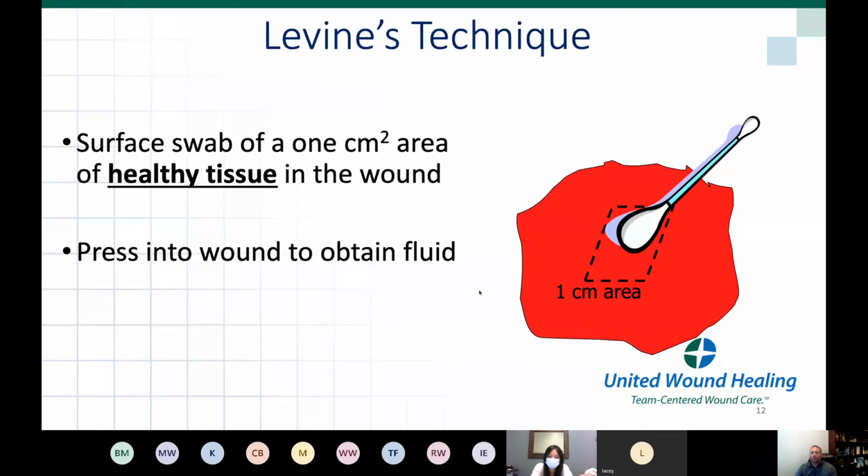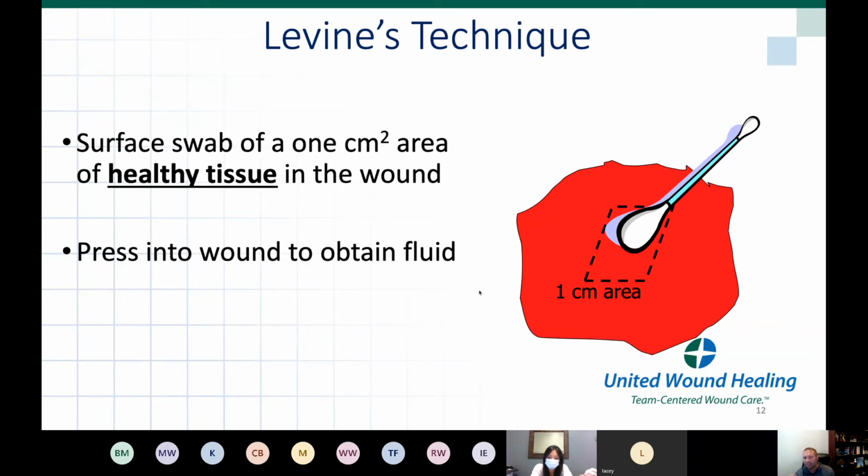So what happens when you're being asked as the nurse to obtain a culture? We'll talk about cultures and the problem with cultures in a minute. But when you culture tissue, there's a specific way you have to do it. You have to culture healthy tissue, and you want to do it in a 1 centimeter area. 1 centimeter is about the size of the tip of your pinky. So you don't want to swab the whole wound. You want to pick a healthy area in the wound, and you want to obtain fluid.